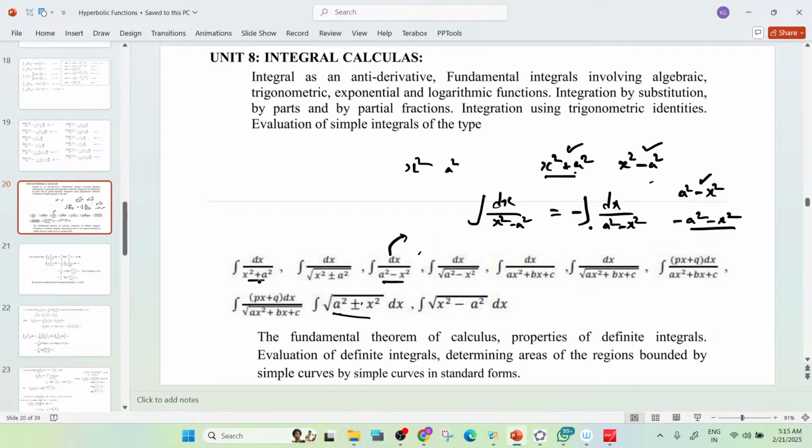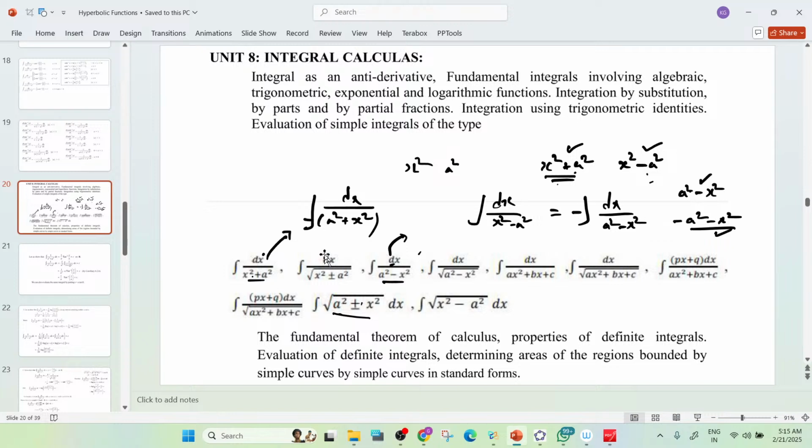Similarly, this one means minus of a square plus x square, right? Integral of dx by a square plus x square, which means this is also covered. This actually covers this one as well as this one. Understood? Agreed? So interesting.